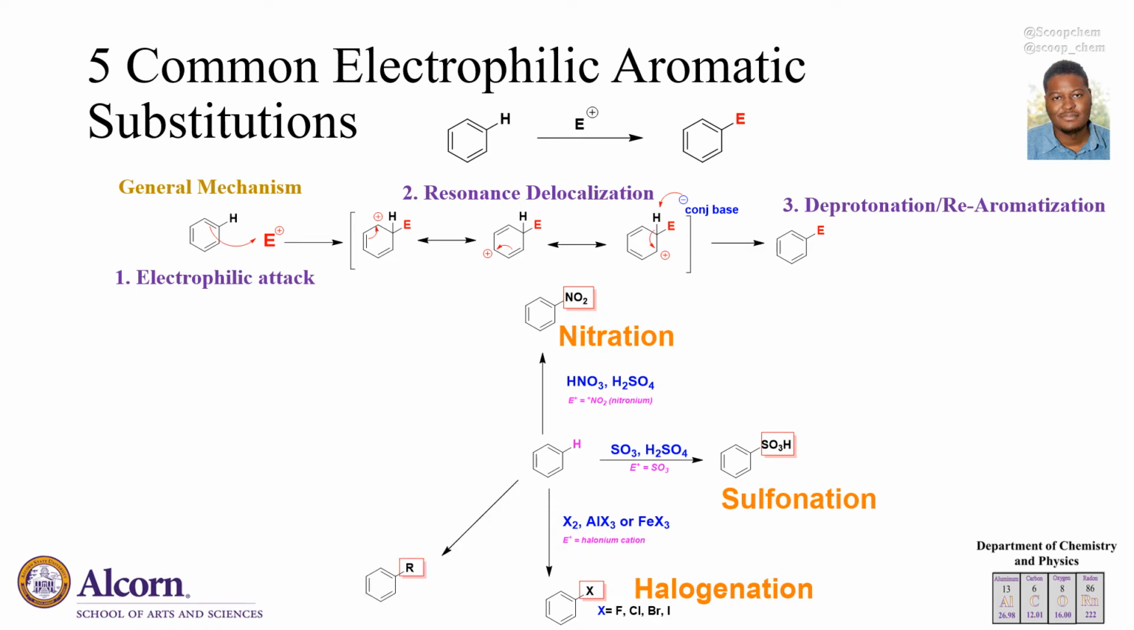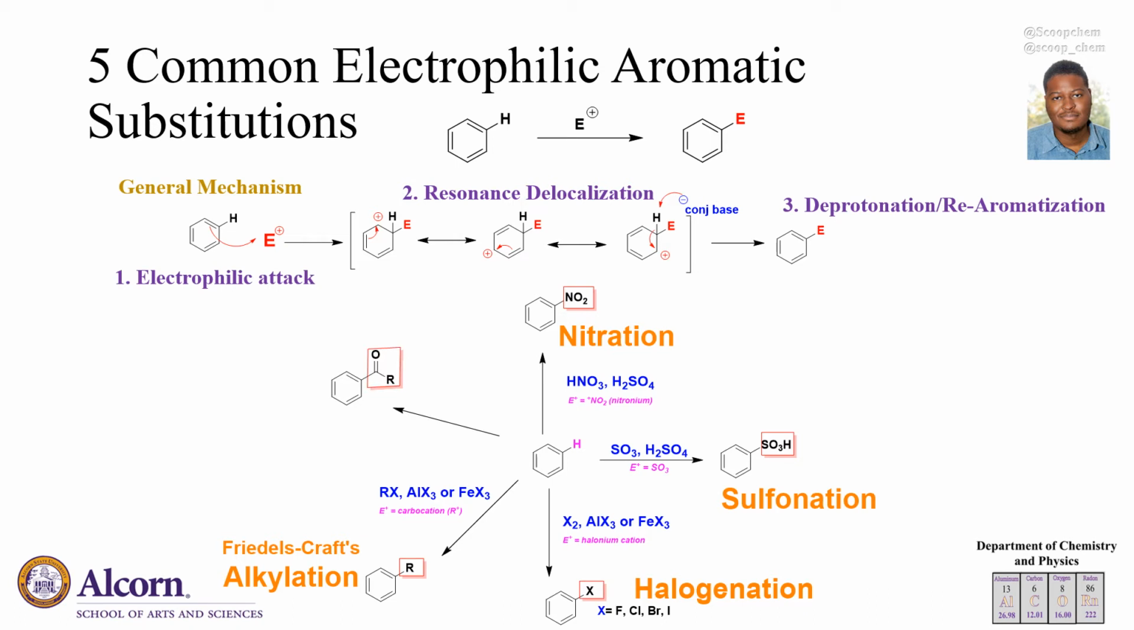I can take that H and replace it with any R, and again, R means any carbon group here. The way that I do this is that I need an alkyl halide. I'm going to specify that as RX, and again, I need that Lewis acid. This class of reactions is known as the Friedel-Crafts alkylation.